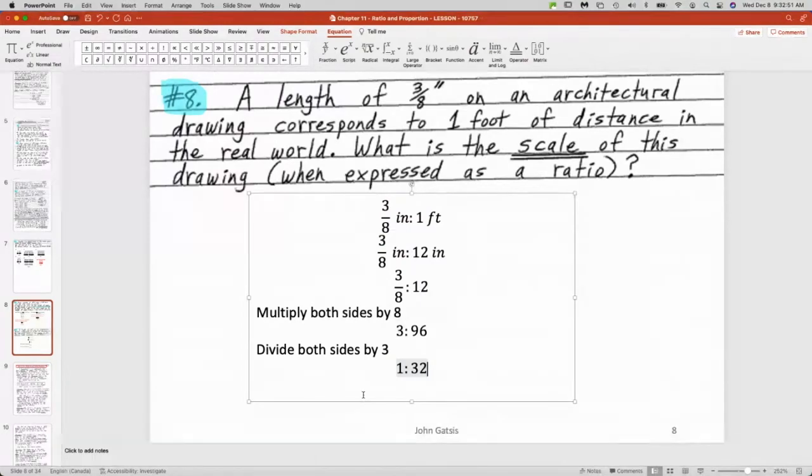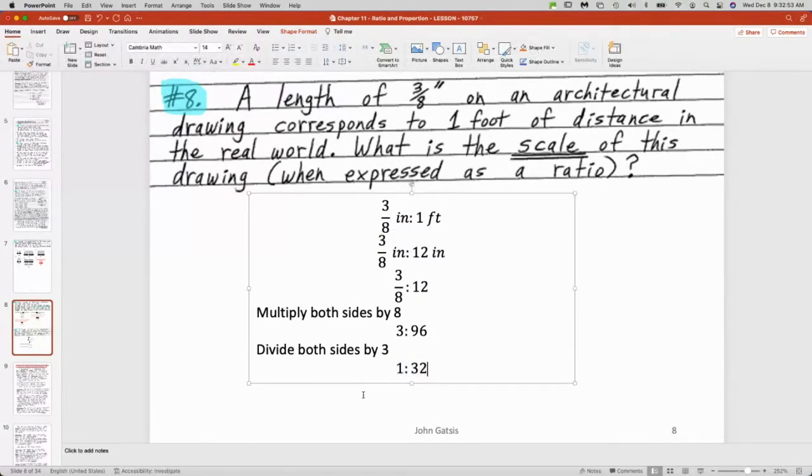So this diagram says that, basically, if the diagram was fit onto one piece of paper, a regular 8.5 by 11 sheet of paper, then the real life situation would be 32 of those sheets of paper side by side, forming a large rectangle. So that's just something fun to think about.